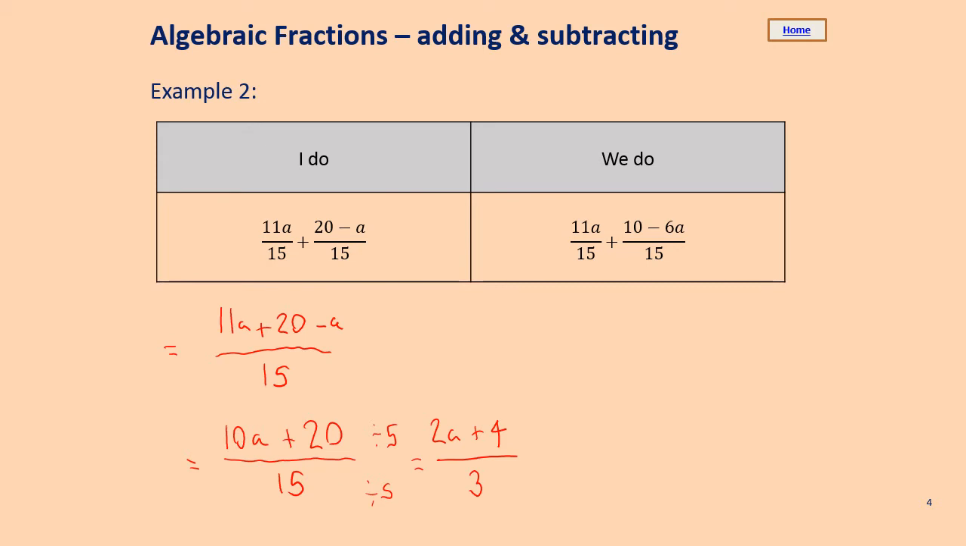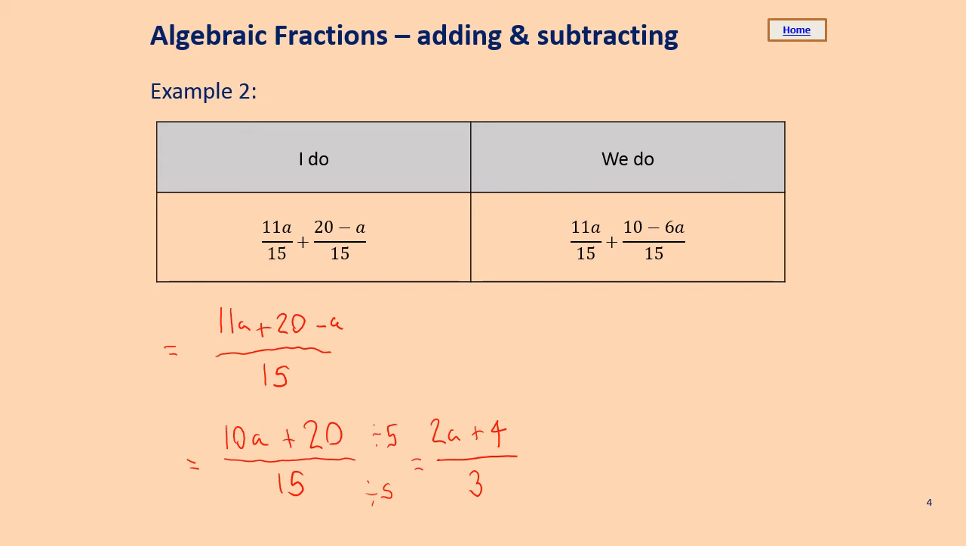So once again, please pause the video there for a sec, just work through that, give yourself as much time as you need, and then please try the we do, and I'll give you the answer in a moment. Okay, and if we go through the we do, we've got 11a over 15 plus 10 minus 6a over 15.